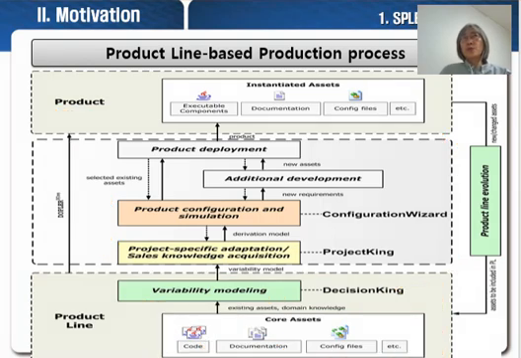To make our production process succeed, we need very detailed variability management, and the variability information in the different models should be consistent.